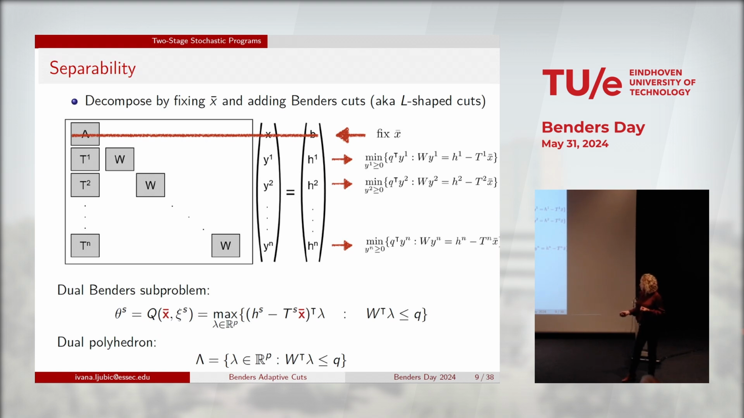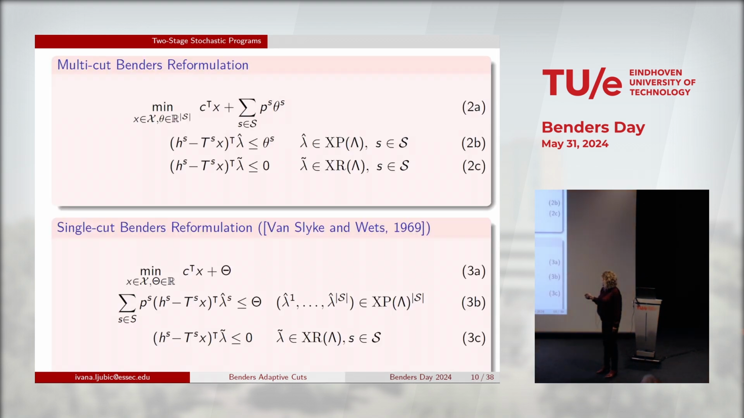And so any point of this dual polyhedron can be explained through its extreme rays and extreme points. And then the extreme points of this dual polyhedron will derive what we call optimality Benders cuts, and the extreme rays will help us to derive what we call Benders feasibility cuts. Okay? So let's move then to the final formulation.